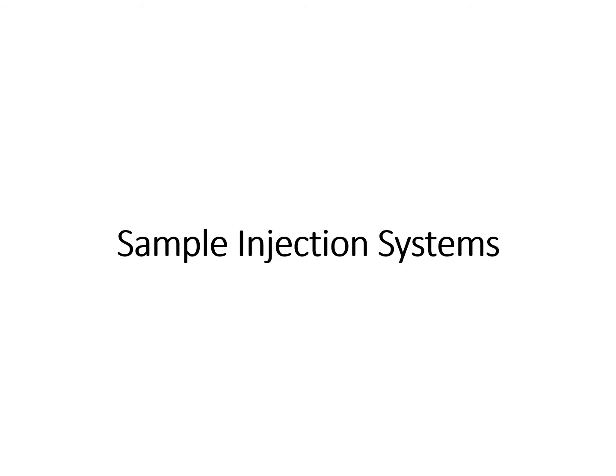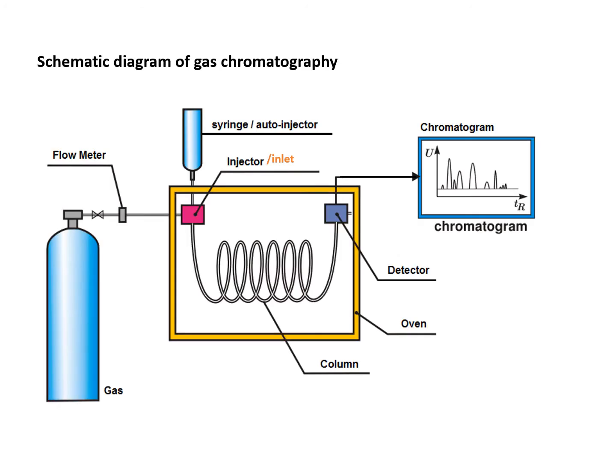Today we are going to learn about the sample injection system. The picture shows the schematic diagram of gas chromatography, which consists of the gas, syringe, which is the auto-injector, injector or inlet, column, which is inside the oven, detector, and chromatogram.